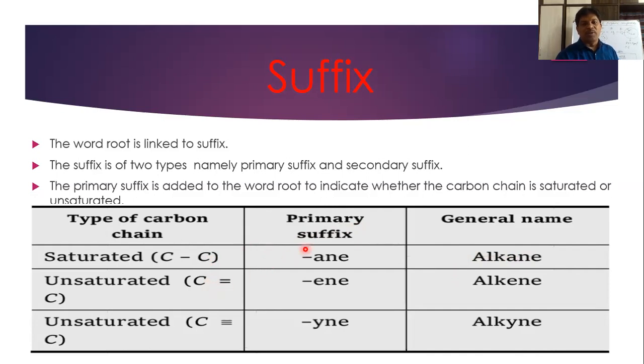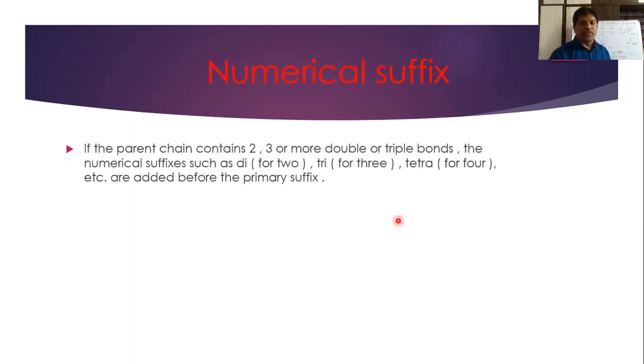Okay, what will be the primary suffix name for saturated compounds? An. For unsaturated compounds, what will be the primary suffixes? Two names, ene for double bond, yne for triple bond. And numerical suffix, I told you that the suffixes will be of different types: numerical suffixes, primary suffix, secondary suffix. Here we are going to discuss about numerical suffix.